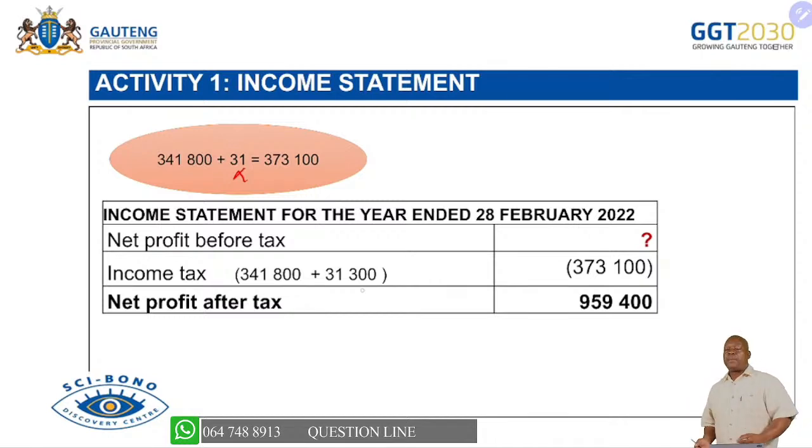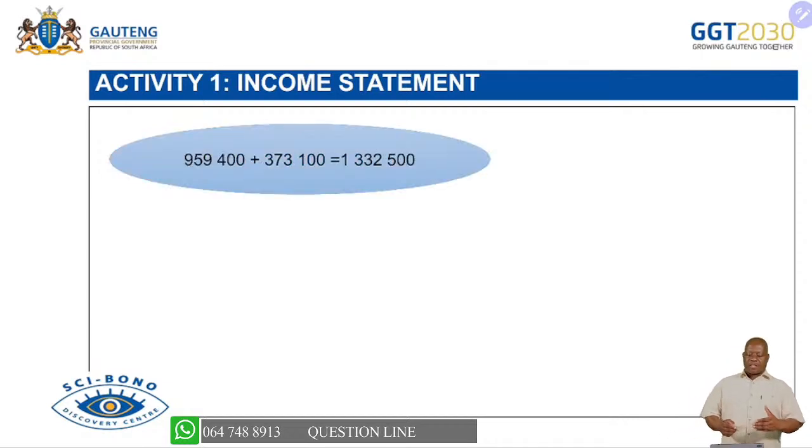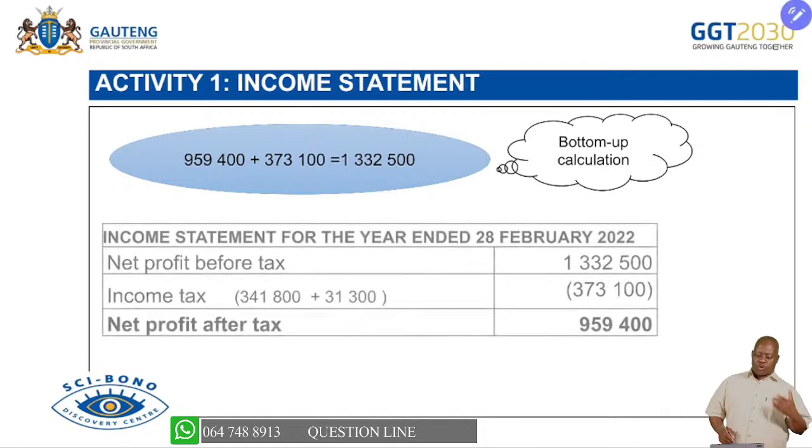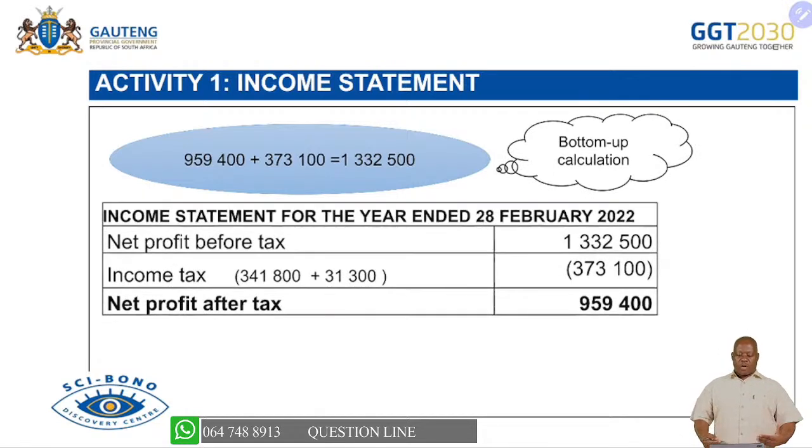959,400 plus 373,100. We must add the bracketed figure. Why? Because we are coming from the wrong direction. We reverse. Straightforward, right? What does that mean? It therefore means now we are going to be in a position to do it bottom up. From the bottom. When you're doing it from the bottom, we say 959,400 plus 373,100, and we are going to get 1,332,500 income statement. Nice one.